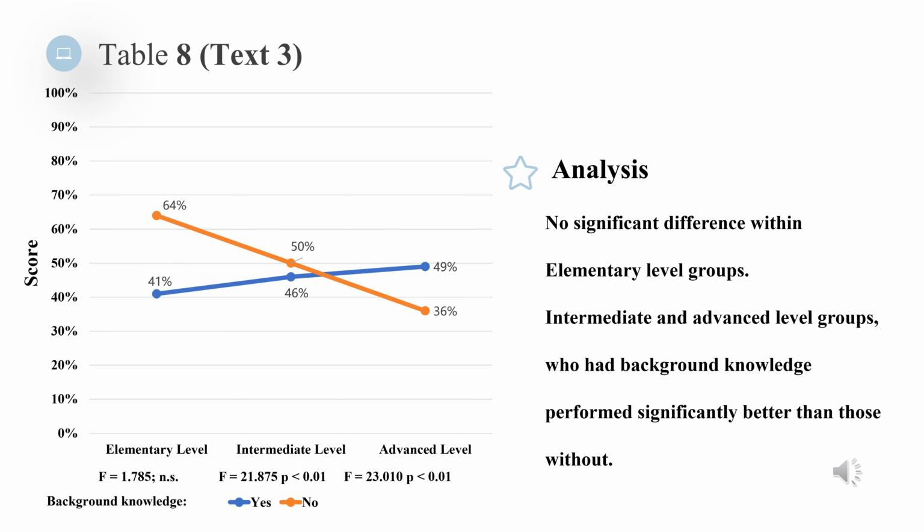Let's move on to text 3, which is the hardest one. We can notice a very interesting thing within the elementary level groups. Those without background knowledge scored a mean score of 64%, while their counterparts only have 41%. But it doesn't mean that there's a significant difference within the elementary level groups, because the F-value is once again very small.